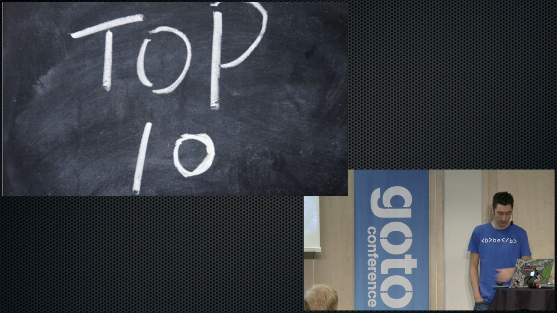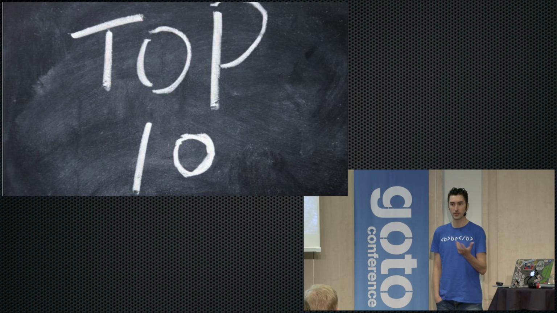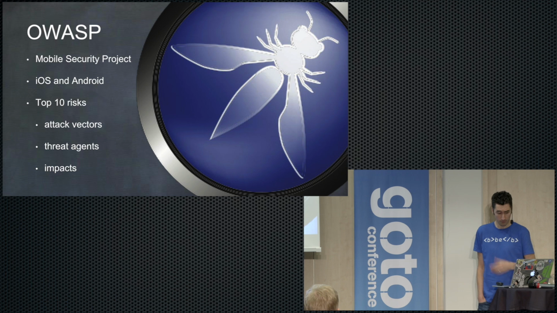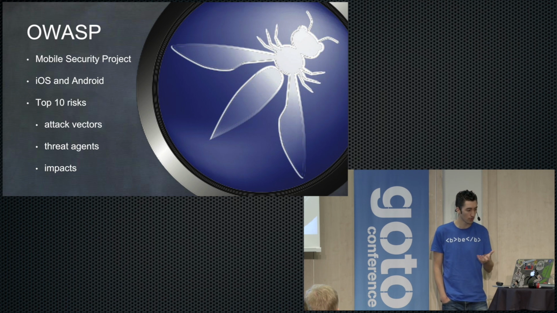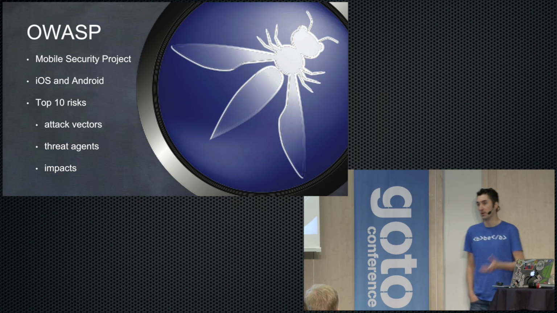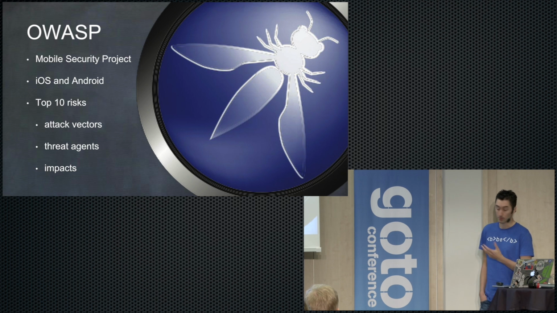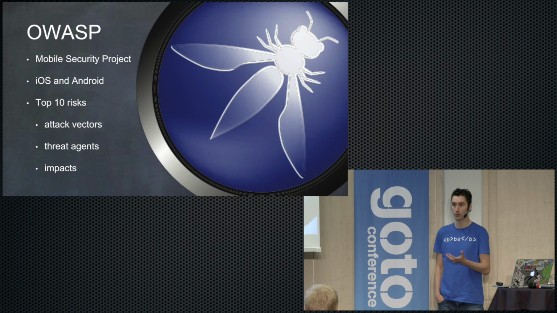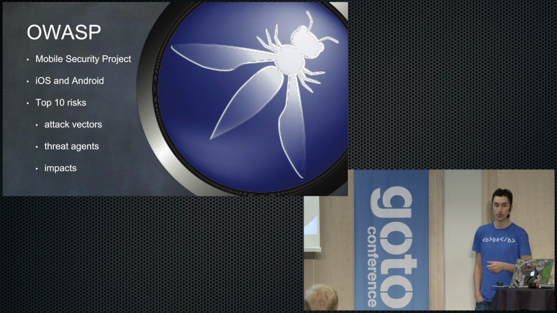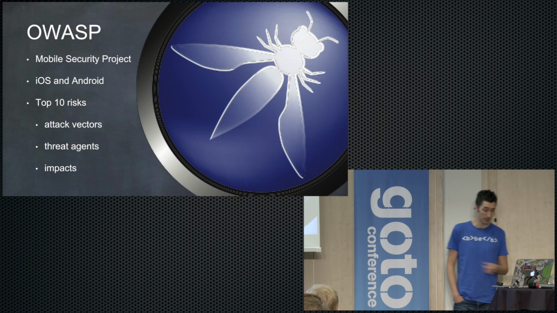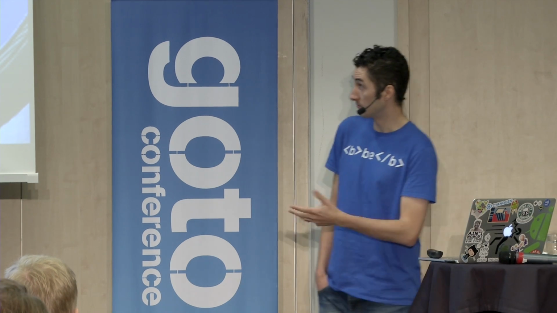So I thought I'd mention the more standardized top 10 risks to our apps, and this was compiled by the OWASP project. Some of you may be familiar with the Open Web Application Security Project from the web world. It's a not-for-profit organization focused on improving security in software. A couple of years ago, they produced the top 10 mobile risks, and I think they're due to update that very soon for this year.